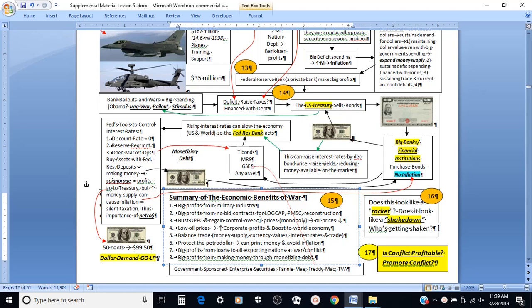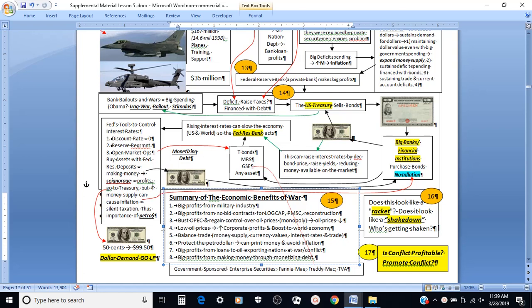Okay, low oil prices, increased corporate profits. It also is a boost to the world economy, right? Which benefits our economy, of course. You balance trade, right? Recycle currency, and you protect the petrodollar, so you can expand the money supply with less threat of inflation, right? And expanding the money supply, of course, you make a lot of profits. Private companies make big profits off of seigniorage.